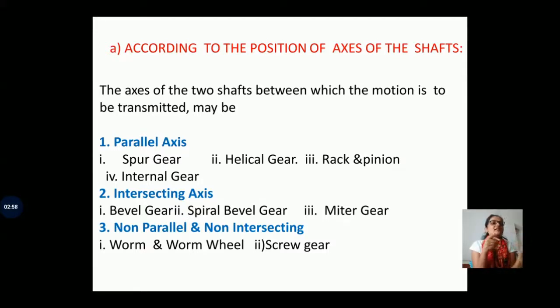Then axes are intersecting, meaning suppose we have the axes in this position, so the axes are perpendicular and they are intersecting with each other. And third is non-parallel non-intersecting. Suppose we have the position of the shafts in this way, they never intersect with each other. One axis goes in this direction, another axis goes in this direction, so these axes are non-parallel and non-intersecting. So these three types of gear come under type of gear according to position of axis of shaft. Now let's see each type in detail.